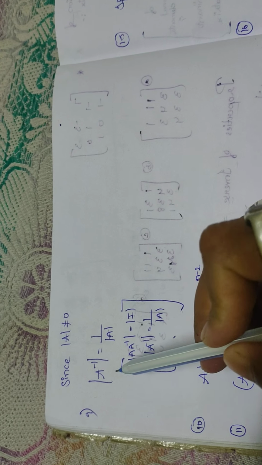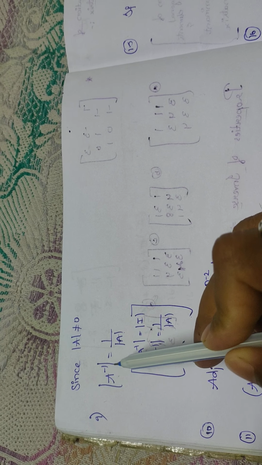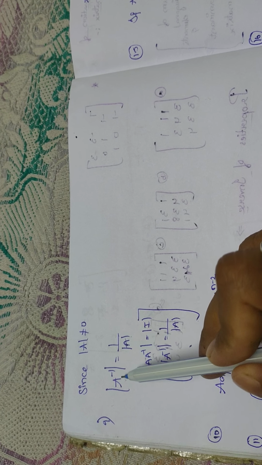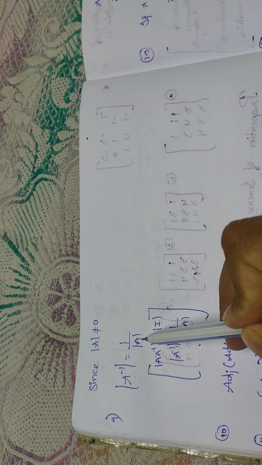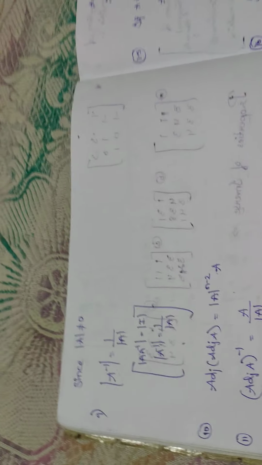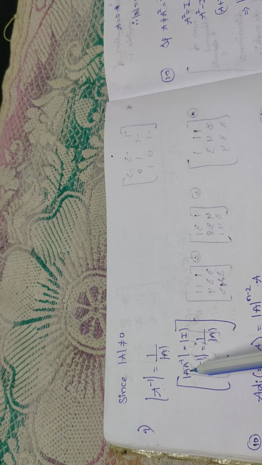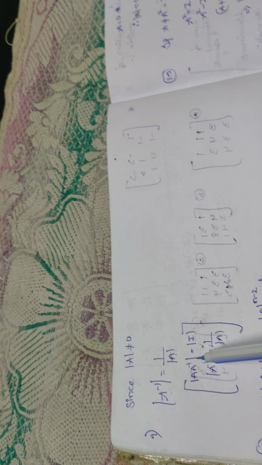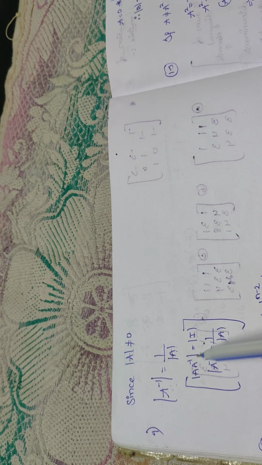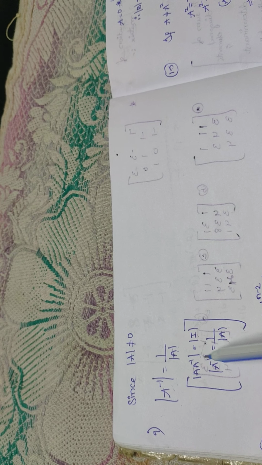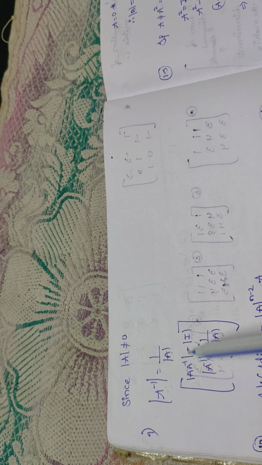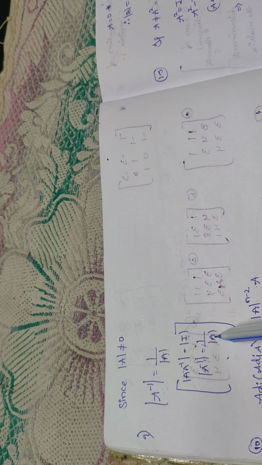Next one. Determinant of A inverse is equal to 1 by det A. Very, very easy. Instead of finding A inverse, if you have the determinant of A inverse, directly you write 1 by det A. Very simple formula. Because if you take A into A inverse is equal to I, right? So on both sides you take the determinant. So det A into det A inverse is equal to 1. Det A into det A inverse is equal to 1, so det A goes to this side, then you have only det A inverse. That is, det A inverse is equal to 1 by det A.